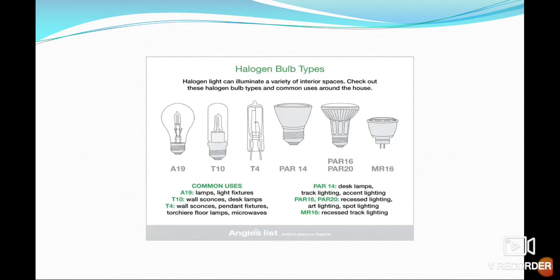A19 is basically used as lamps and light fixtures, T10 for wall sconces and desk lamps, T4 for wall sconces, pendant fixtures, torchieres, floor lamps, microwaves, PAR14 for desk lamps, track lighting, accent lighting, PAR16, PAR20 are used for recessed lighting, art lighting and spot lighting, and MR16 finally for recessed track lighting. So halogen light can illuminate a variety of interior spaces.